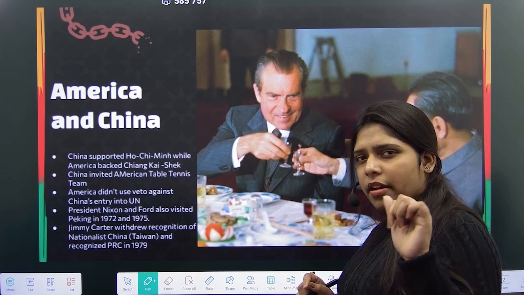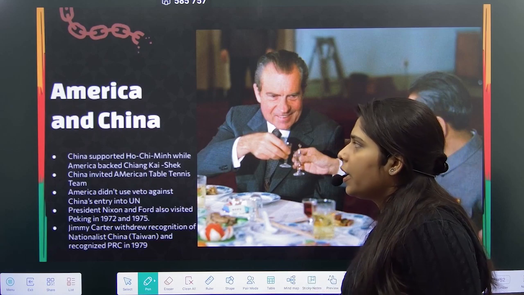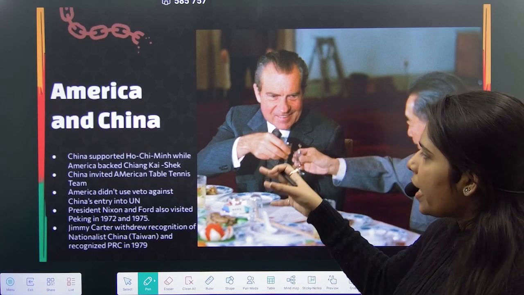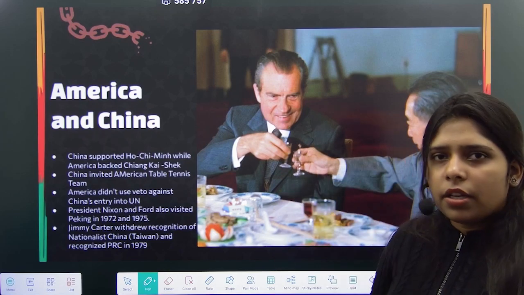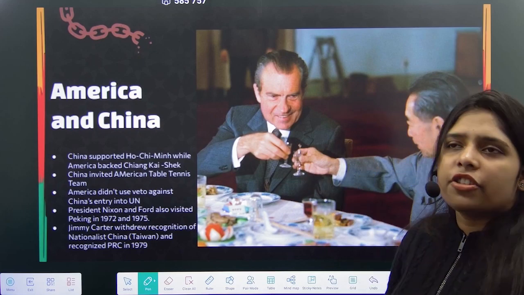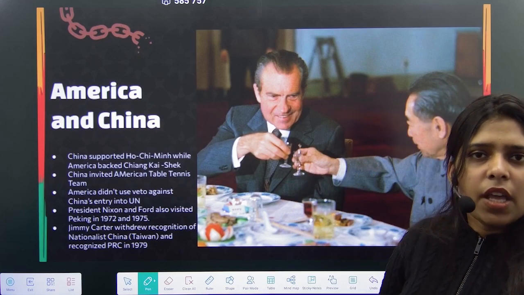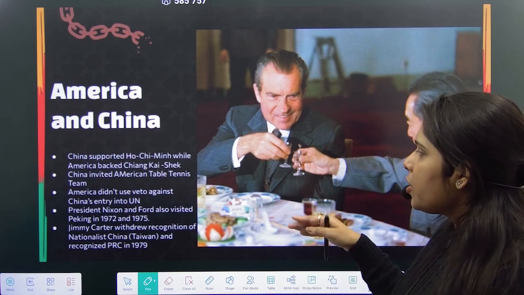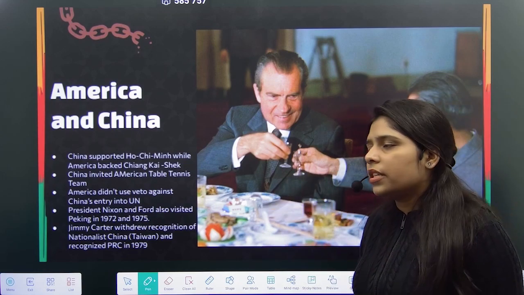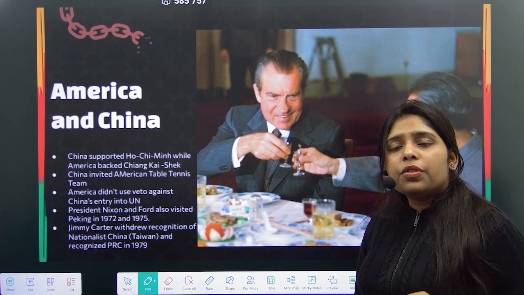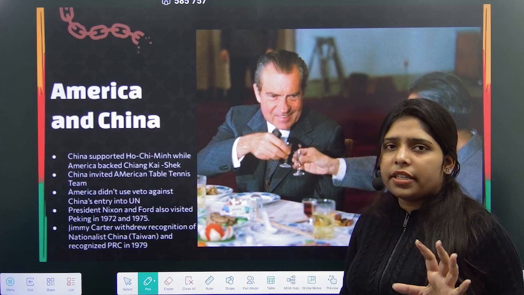Simultaneously, a little bit here and there was going on between America and China, but that was only till the Vietnam War. Why Vietnam War? Because China was supporting Ho Chi Minh, North Vietnam communism, whereas America was backing Chiang Kai-shek of South Vietnam. So that was one point of clash among them. But then we saw that China invited the American table tennis team to the country, and later on, America also did not use veto against the entry of China into the United Nations.